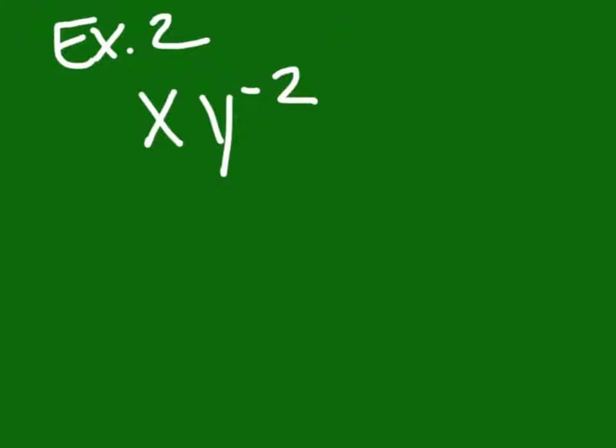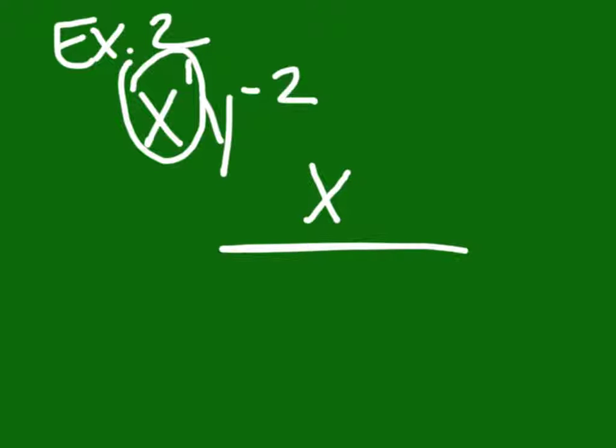So when you have x, that's just the same thing as x to the first, but we don't write the 1. Y to the negative 2. Since the x has a positive exponent, it's going to stay on top of a fraction. And since the y has a negative exponent, it goes to the bottom of a fraction. So that's the same thing as x over y squared.